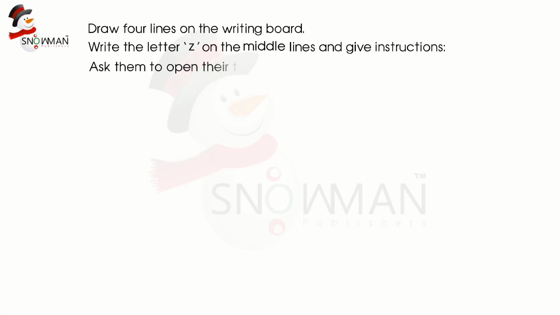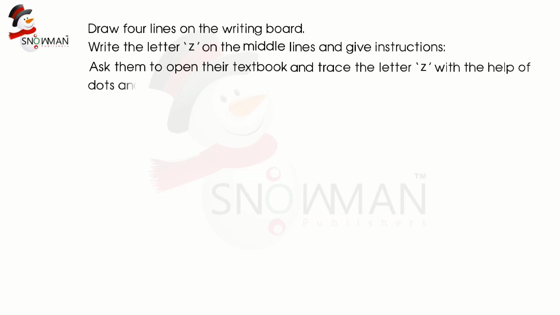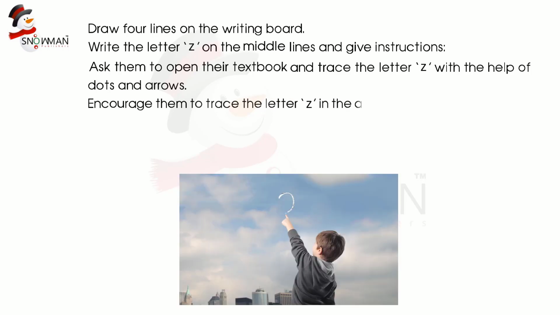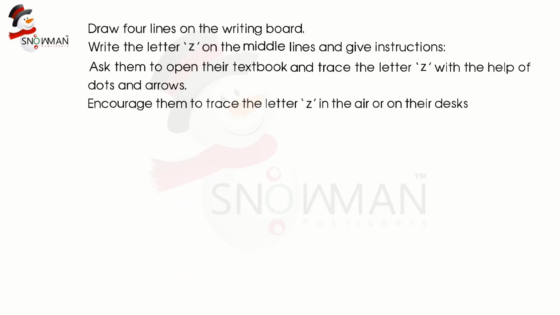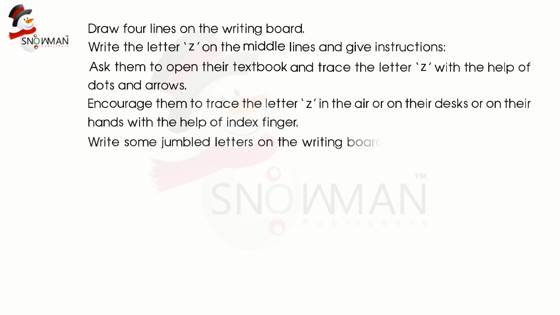Ask them to open their textbook and trace the letter Z with the help of dots and arrows. Encourage them to trace the letter Z in the air or on their desks or on their hands with the help of index finger. Write some jumbled letters on the writing board and ask the children to recognize Z.